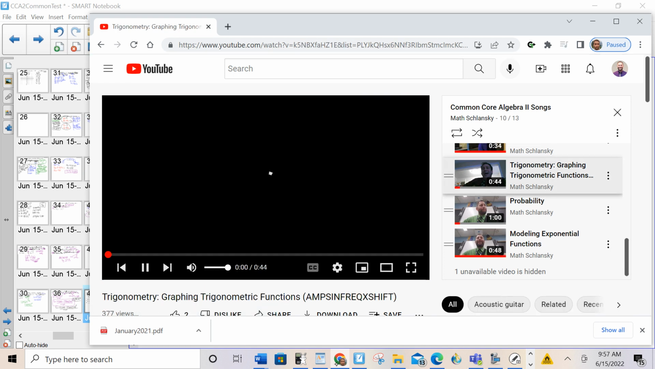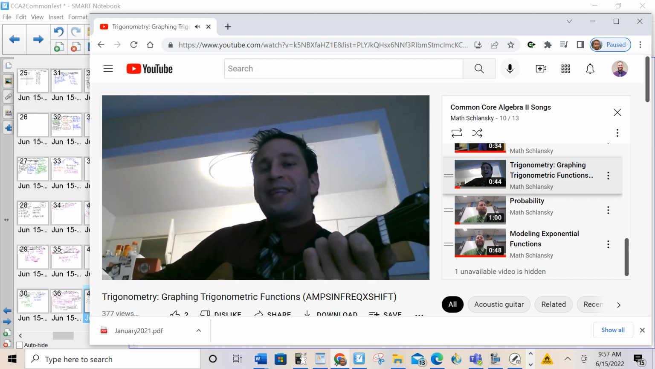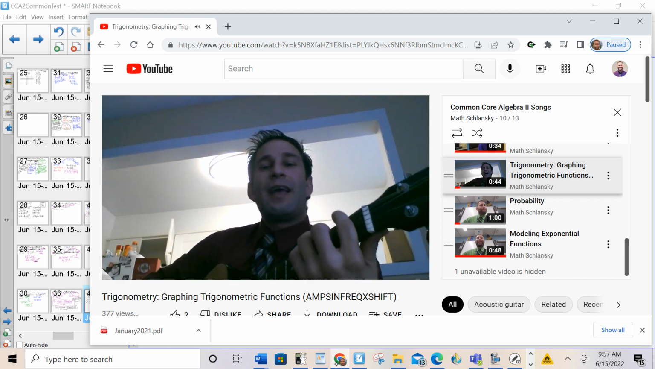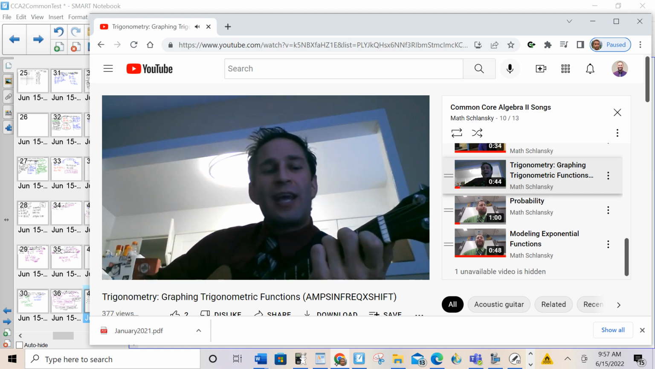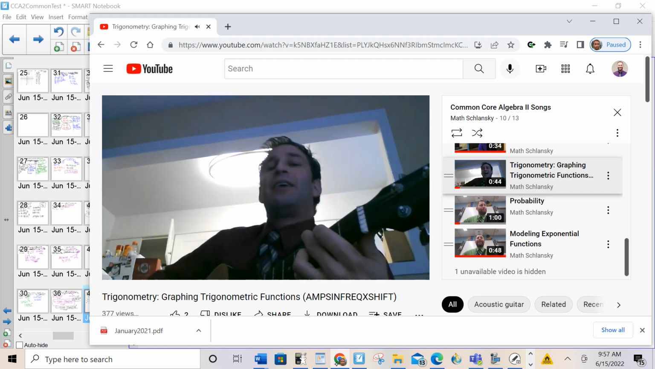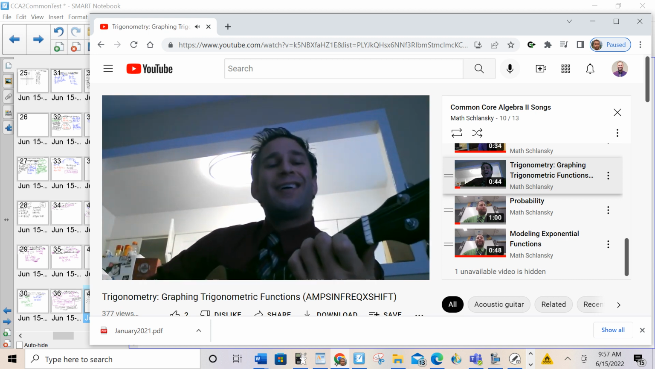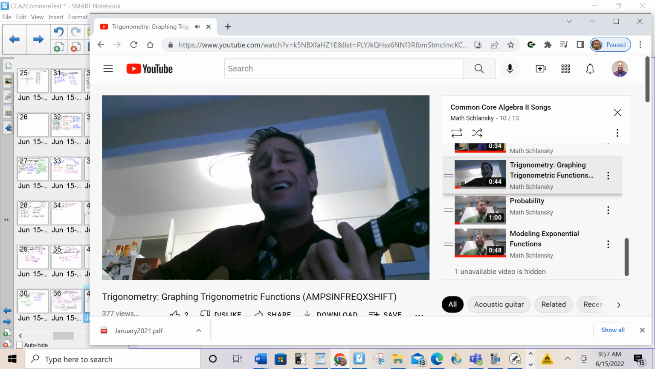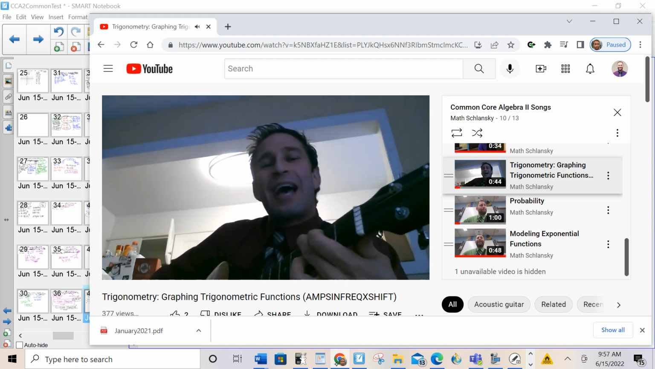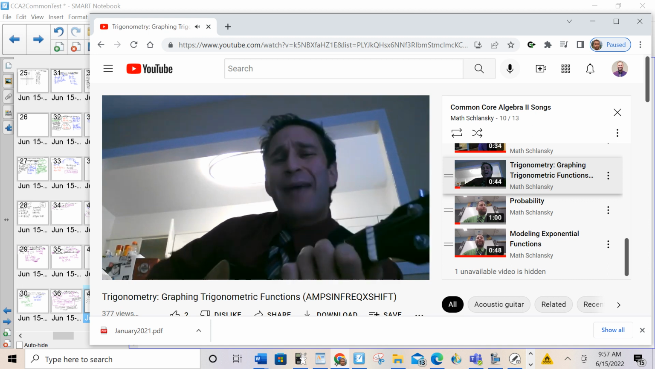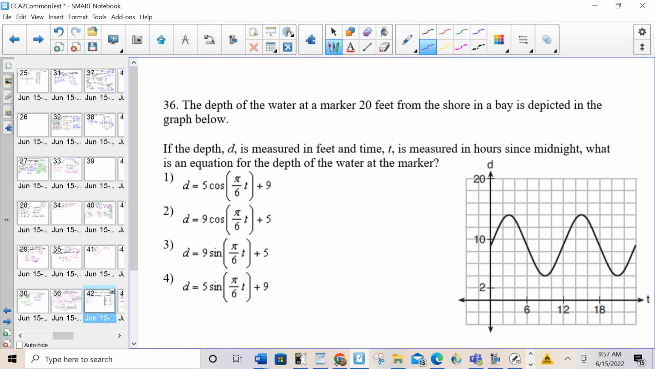Graphing trigonometric functions. Amp sign, freak X shift. Amp sign freak X shift. Amp sign freak X shift. Amp sign freak X shift. Amp sign freak X shift. Amp sign freak X shift. Amp sign freak X shift. Amp sign freak X shift. That's enough amp sign freak X shift. Amp sign freak X shift.